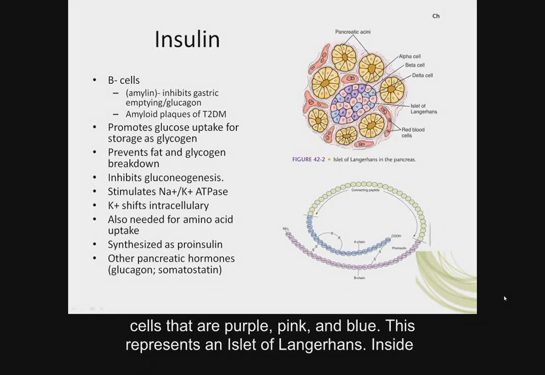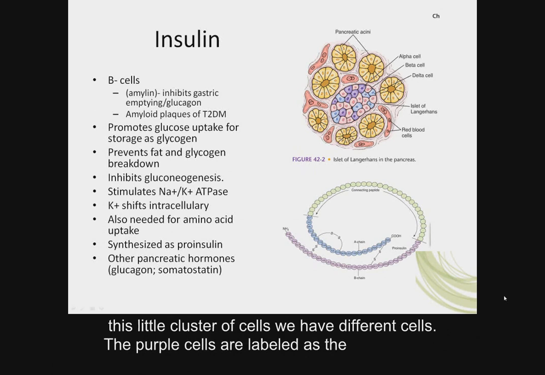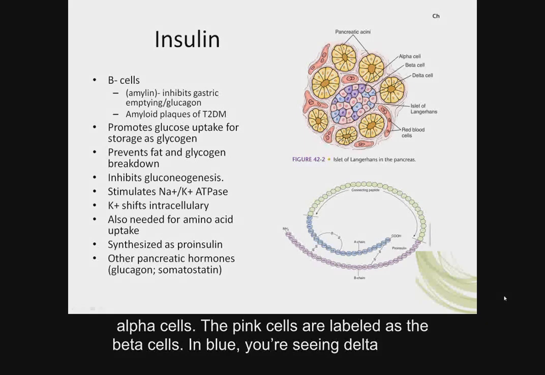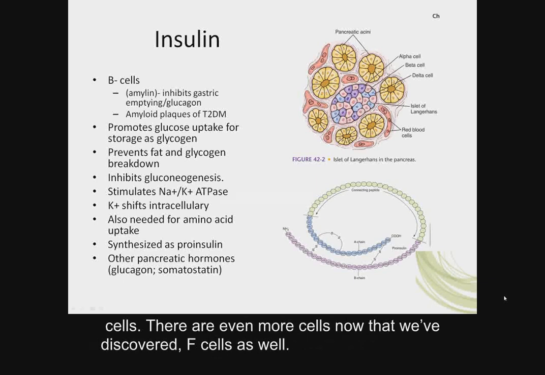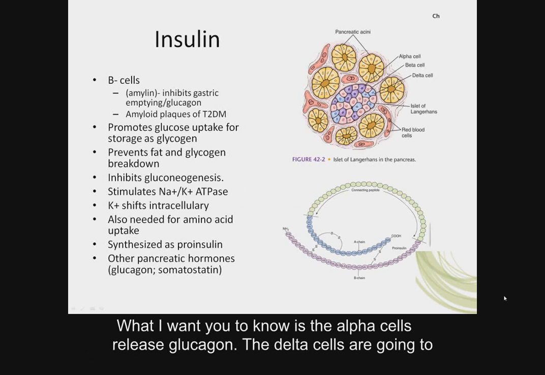The purple cells are labeled as the alpha cells. The pink cells are labeled as the beta cells. In blue, you're seeing delta cells. There are even more cells now that we've discovered, F cells as well. What I want you to know is the alpha cells release glucagon. The delta cells are going to release somatostatin, and another term for somatostatin is growth hormone inhibitory hormone.